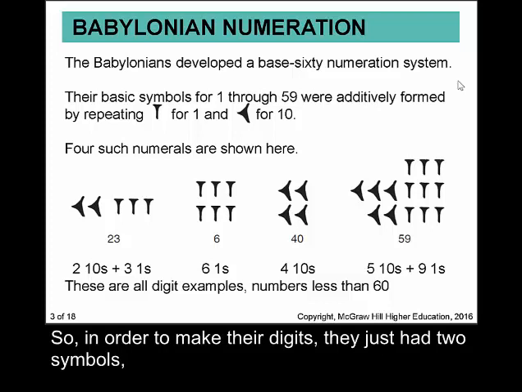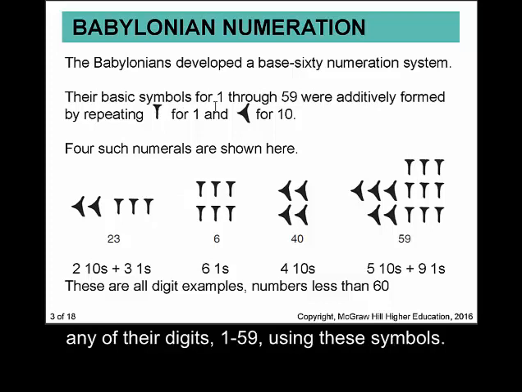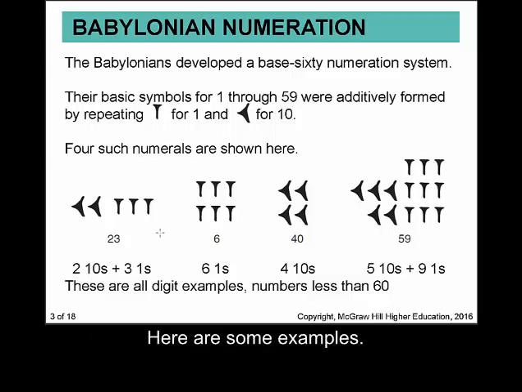So, in order to make their digits, they just had two symbols, a 1 and a 10, like a little T and a little V. You can make any number you want, any of their digits 1 through 59, using these symbols. Here are some examples. 23 is 2 10s and 3 1s. 6 is 6 1s. 40 is 4 10s. And 59 is 5 10s and 9 1s.